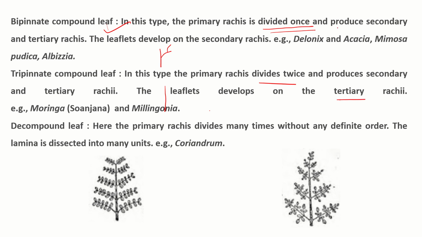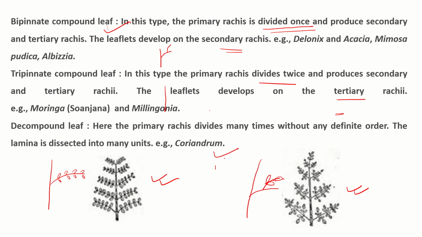Okay. Over here, what did you study? Over here, you had studied that the leaflets develop on secondary rachis. But here it develops on the tertiary rachis. You can clearly distinguish between the two. Here, the primary rachis is like this and it develops secondary rachis, and on the secondary rachis you have leaves like this. But here the primary is this one, the secondary is this one, the tertiary is this one, and on the tertiary you have the leaves.